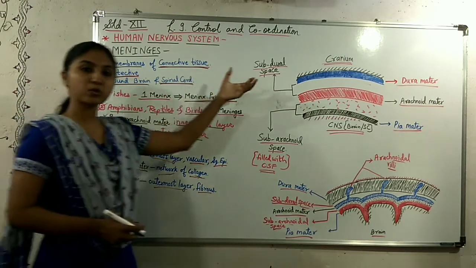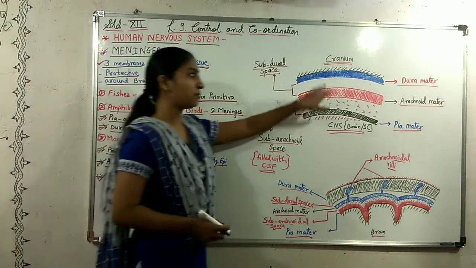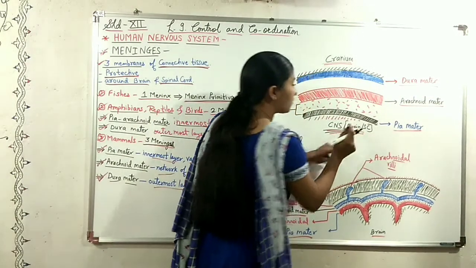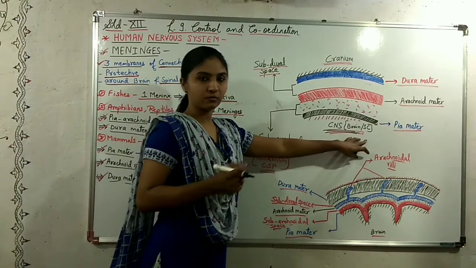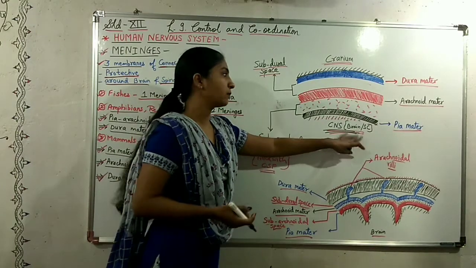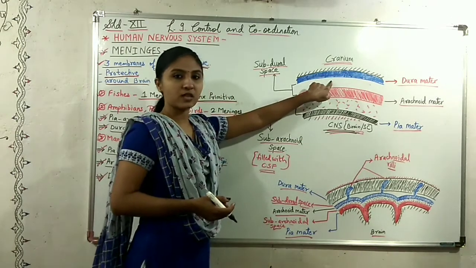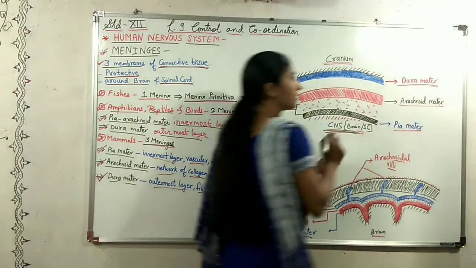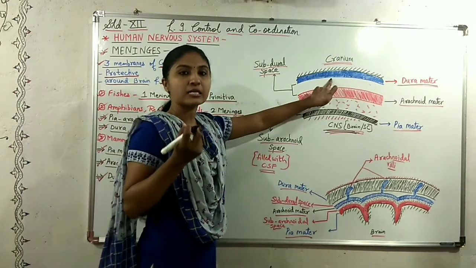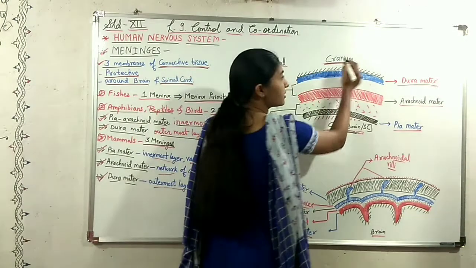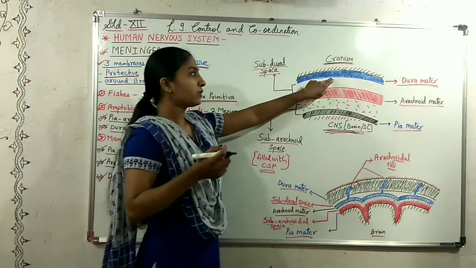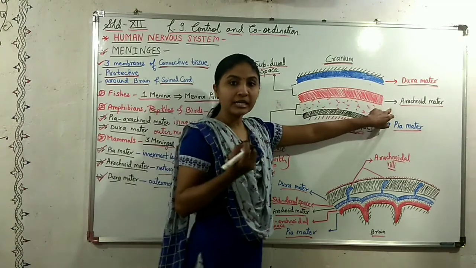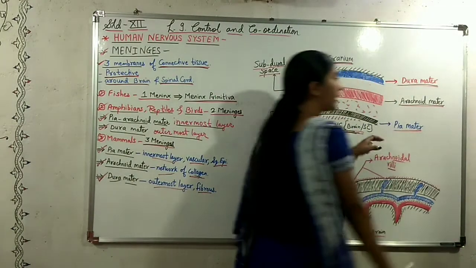So if we have to show these meninges in a diagram, it will look like this. This is the part of the central nervous system, it may be brain or spinal cord. Starting from the outermost layer, the outermost layer is the Dura Mater. This Dura Mater is attached to the cranium, that is, to the bones. The second or the middle layer is the Arachnoid Mater.